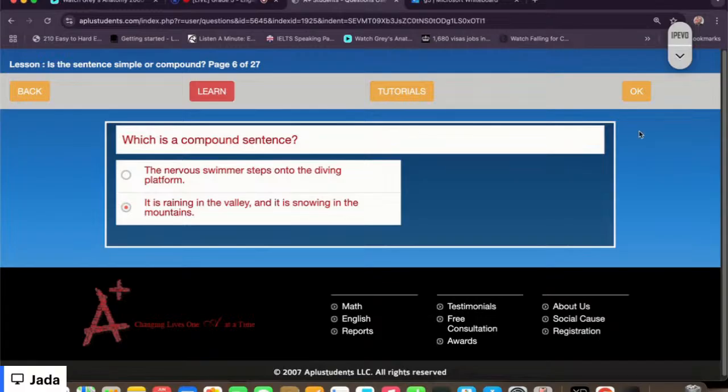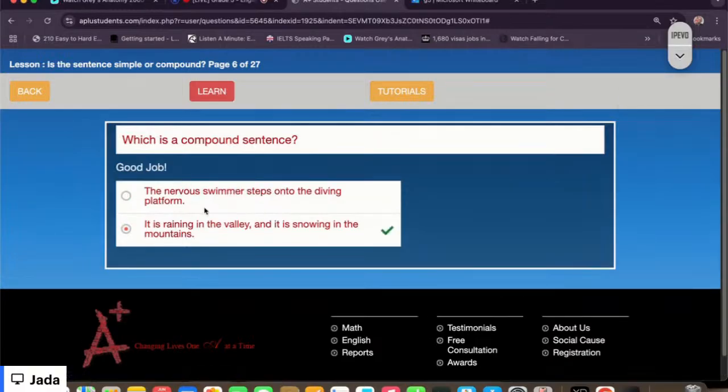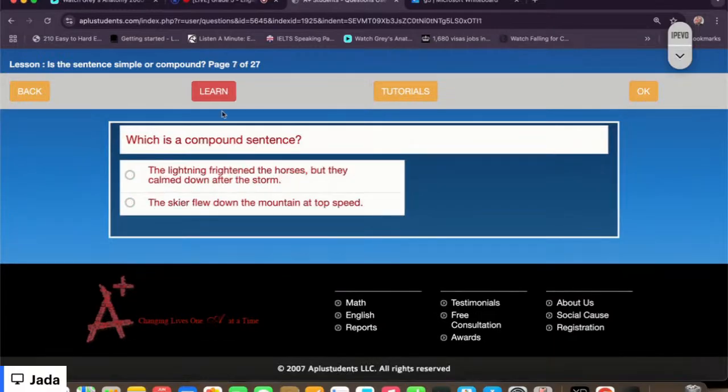Alright, so we have the second. So the next one, compound sentence as well. The lightning frightened the horses, but they calmed down after the storm. The skier flew down the mountain at top speed. First, the second.